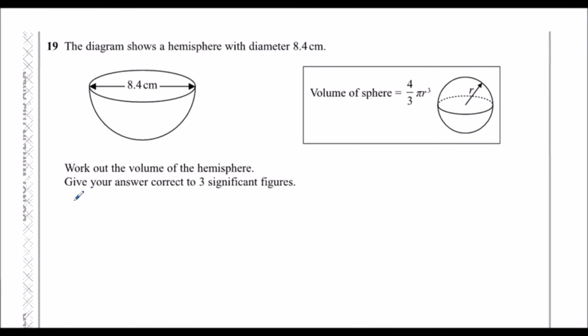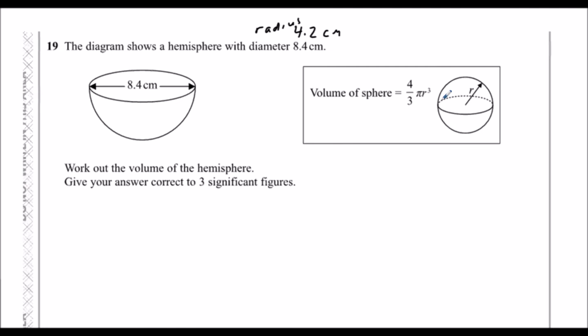Question 19. The diagram shows a hemisphere, half a sphere, with a diameter of 8.4. So half it for the radius, a radius of 4.2. Work out the volume of the hemisphere. Give your answer correct to 3 significant figures.